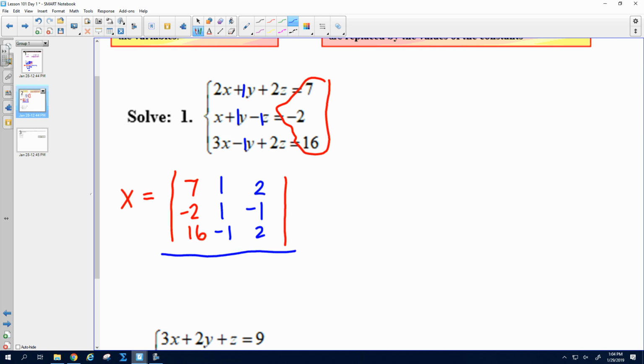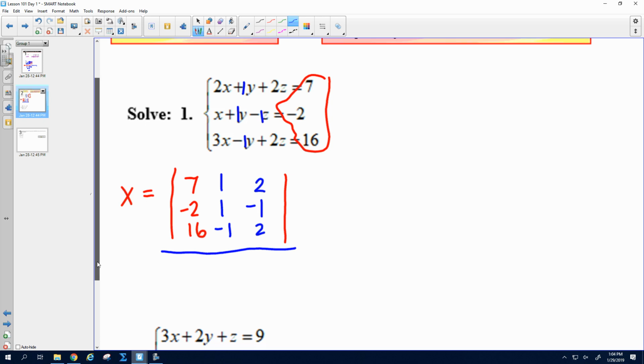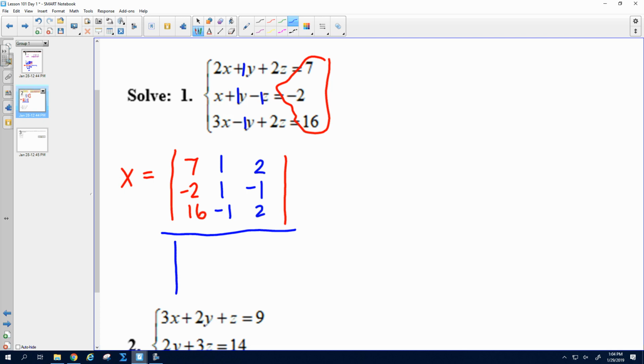And just like in the 2 by 2, we divide then by the original matrix. So in the denominator of this, we do another determinant. And in this one, we still have the same y's, right? This guy's the same. I have the same z column, but we do our original x's right here. So I've got a 2, a 1, and a 3.